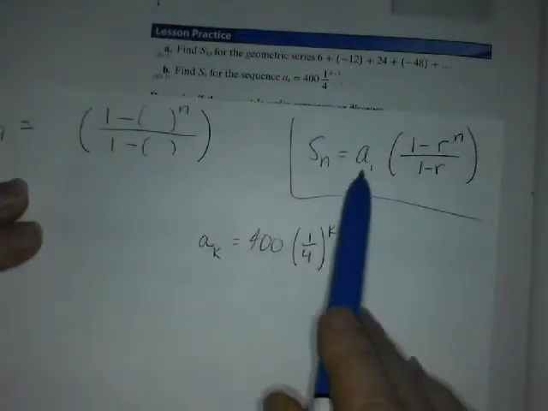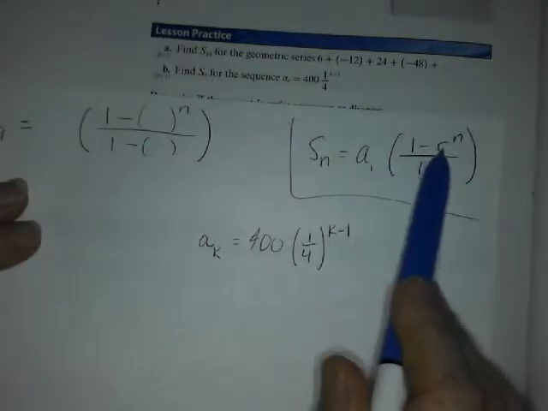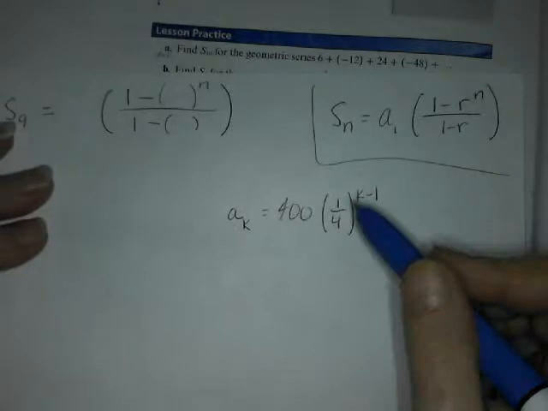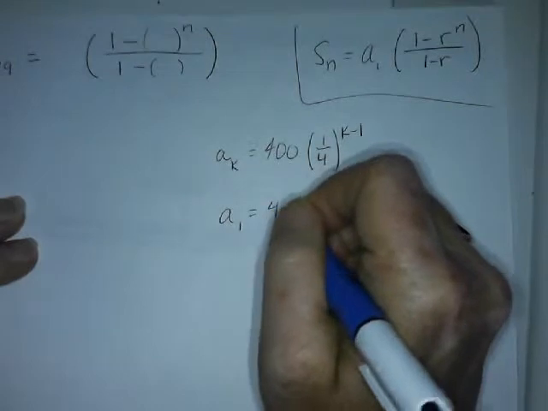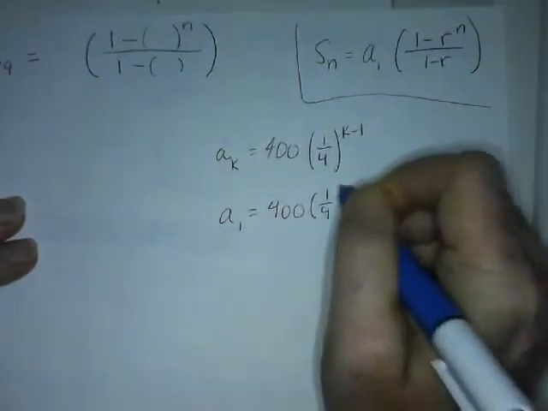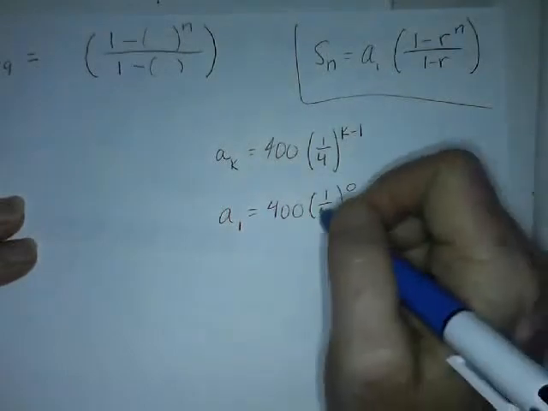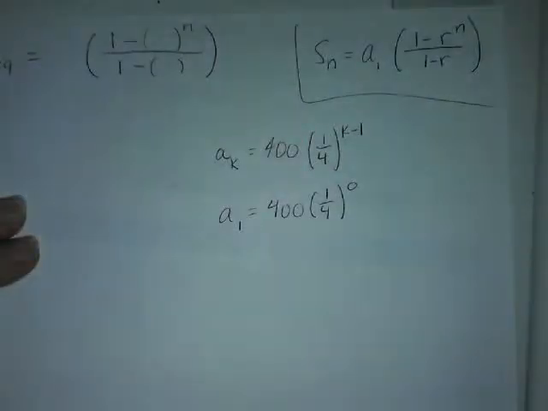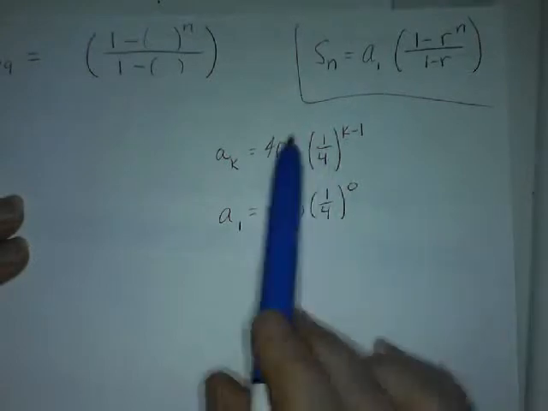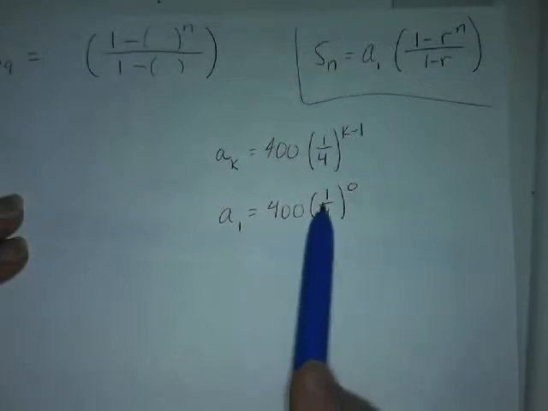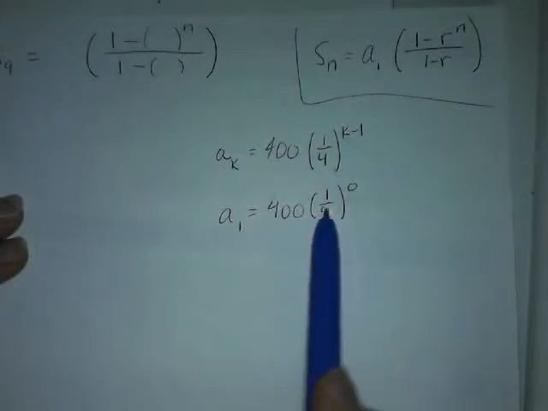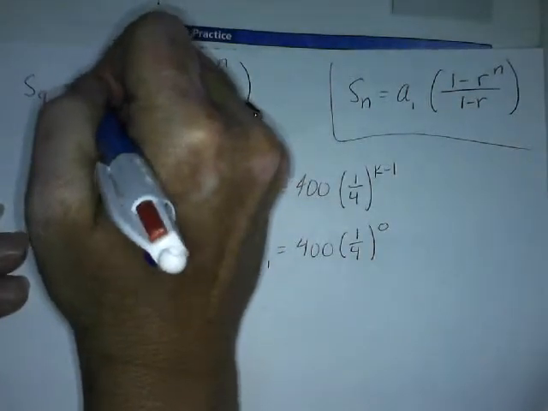So what I'm trying to do is get my a sub 1 to stick in my formula, and I also want to find out what r is. So a sub 1, I can just plug a 1 in here. Well, 1 minus 1 is 0. And anything to the 0, oh, hey, I knew that because that's an exponential equation, a times b to the x or something. So 1/4 to the 0 is 1, and 1 times 400, that's 400. So a sub 1 is 400, and that goes right here in my formula.